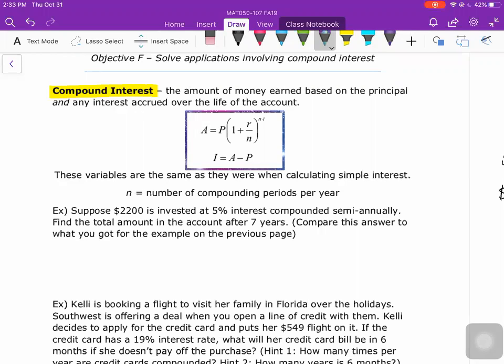So how many times a year are they going to reassess what the balance is and what the interest should be at that moment? In the case of a credit card bill, when do they reassess what the interest should be? Monthly. At the end of every single month, they say, okay, this is what they haven't paid back, so this is how much interest I'm going to add to this bill. They do that every single month.